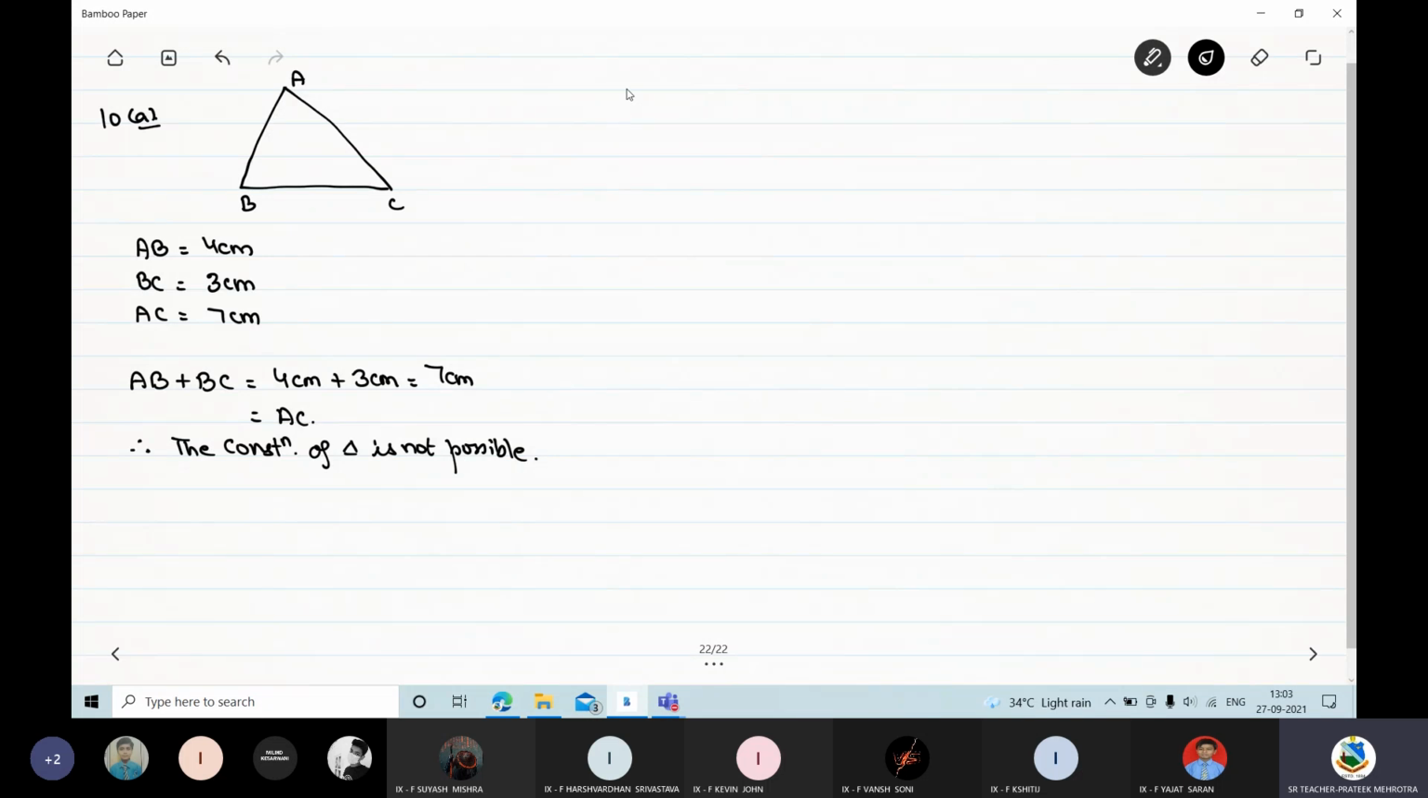Move to our next chapter, which is chapter 11, midpoint theorem. So let's see what the midpoint theorem is. Let us understand that first.